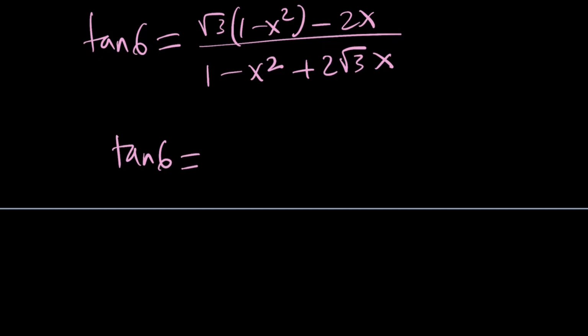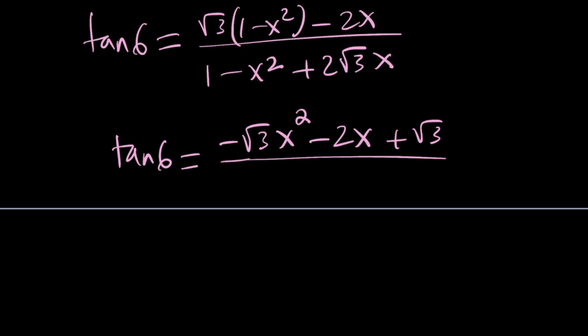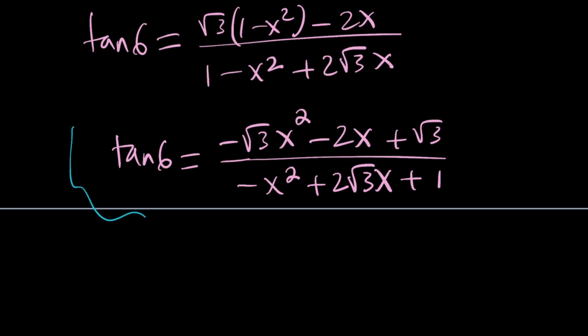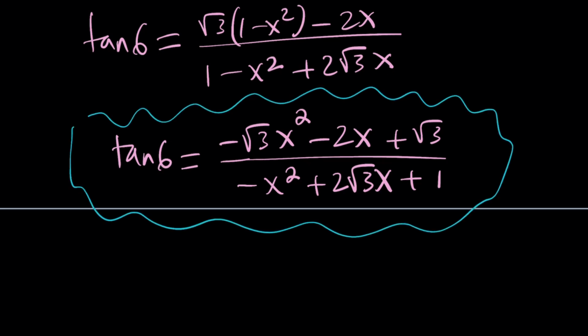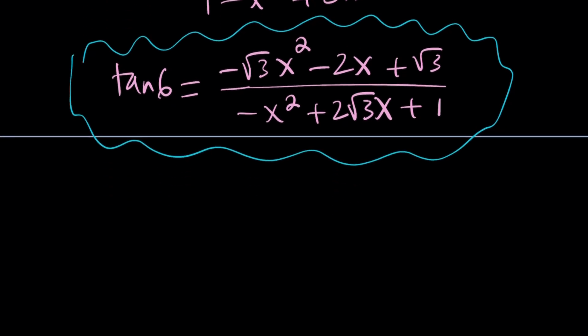Here, if you distribute and write this in standard form, you're going to get negative root 3x squared minus 2x plus root 3. So that's a quadratic divided by another quadratic. And that's going to be negative x squared plus 2 root 3x plus 1. Notice how the coefficients are moving around, the root 3, the 2 root 3, the 1, so on and so forth. But this is basically the tangent 6 in terms of tangent 27. Obviously, you can do this differently and find the value of 6 using a different method, but this is what I was targeting. And this brings us to the end of this video.